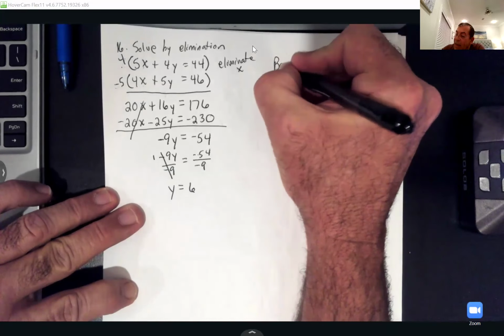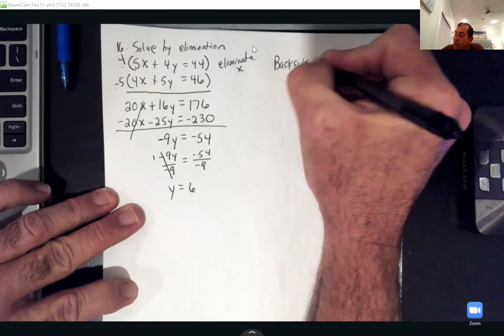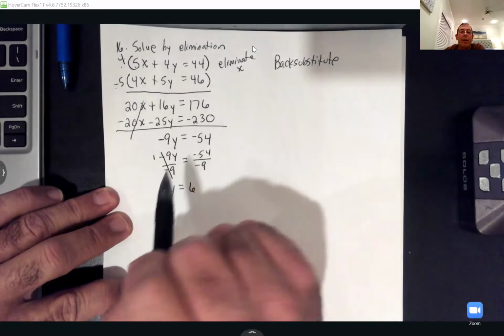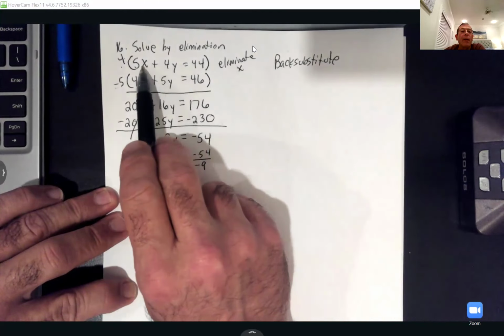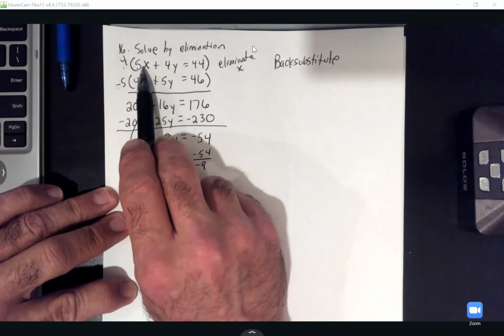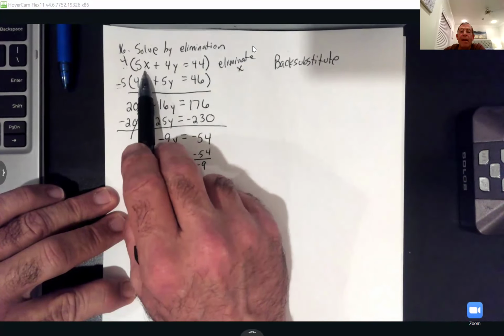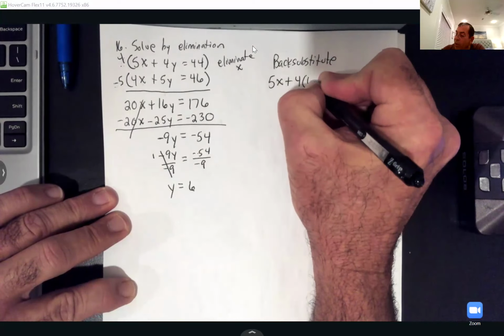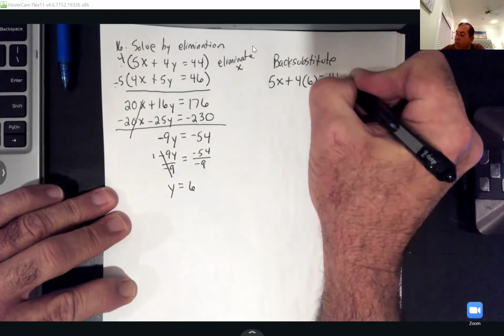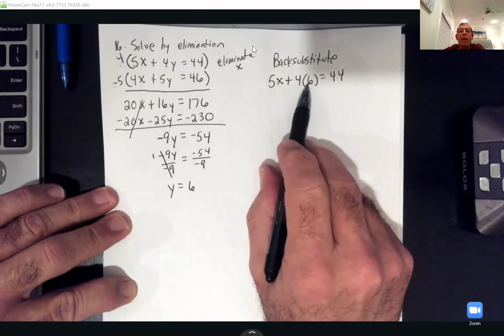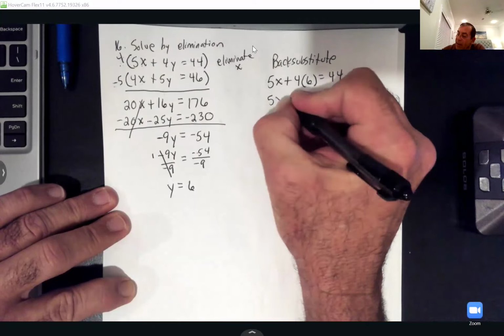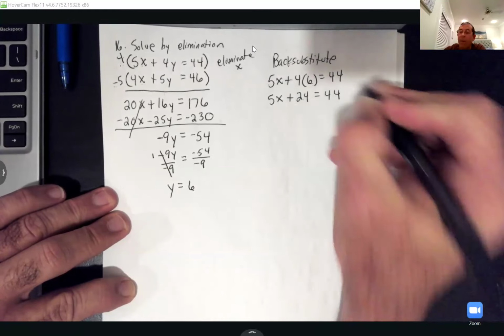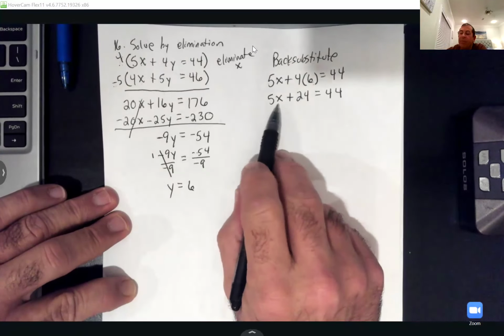So now we back substitute. And I can pick either equation I want here. Since I know what the y is, I can pick that one or that one. So I'm just going to use my first one. So I got 5x plus 4 times y, which is 6, equals 44. So remember, multiply first. So bring down the 5x. 4 times 6 is 24, equal to 44. So now it's just a matter of solving for the x, y'all.